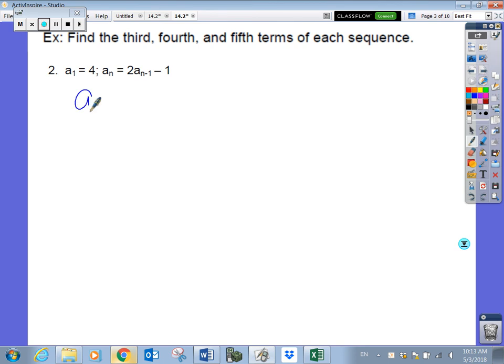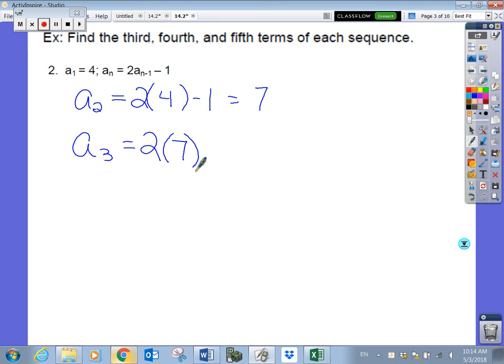All right, so a sub 2 is equal to 2 times the previous. The previous term to the second term is the first term, so it tells us that's 4 minus 1, so 8 minus 1, we get 7. That's not part of our answer, but we need to find the second in order to find the third. So now we can start finding our answers. So 2, I'm just getting this from the recursion equation, times the previous. The previous is 7 minus 1, 13.